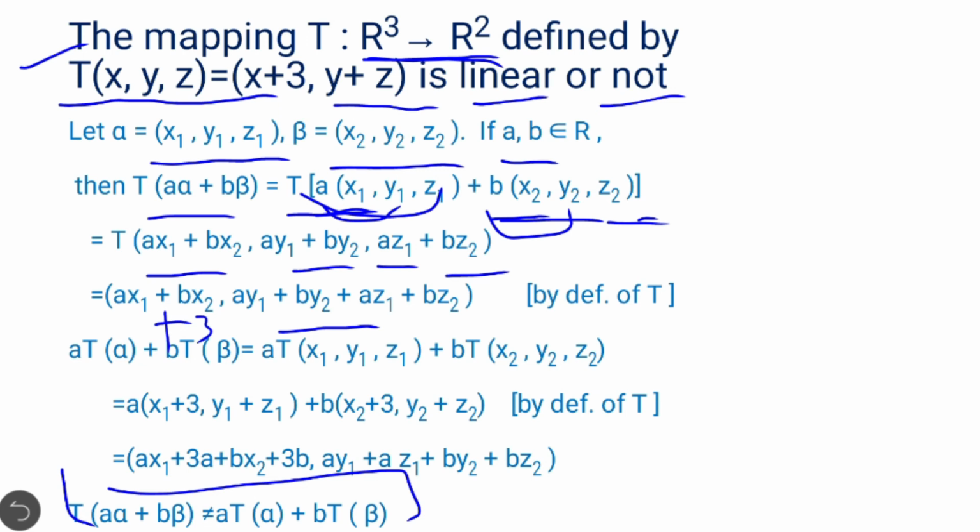That's why this transformation or this mapping is not a linear mapping.